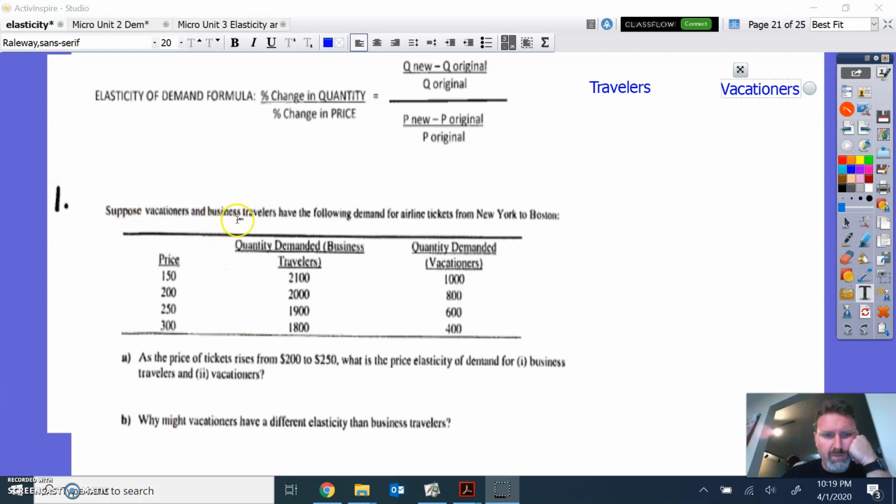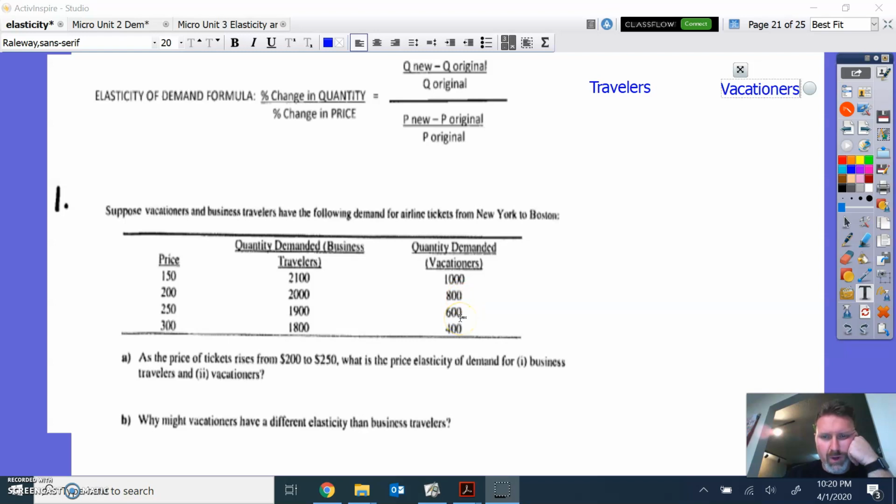Suppose vacationers and business travelers have the following demand for airline tickets from New York to Boston up there. So this is the quantity demanded of business travelers at these prices, and this is the quantity demanded of vacationers at these prices. The question says, as the price of tickets rises from 200 to 250, what is the price elasticity of demand for business travelers and vacationers? Don't worry about the term price right here. We want to go from 200 to 250 in both travelers and vacationers.